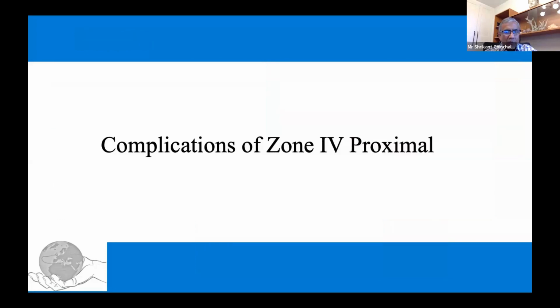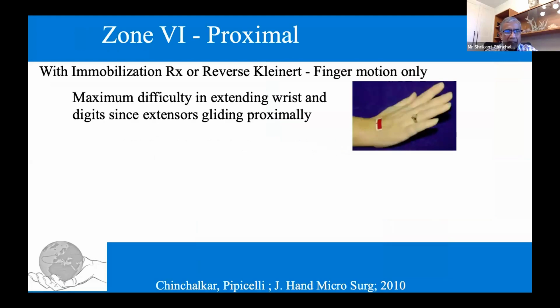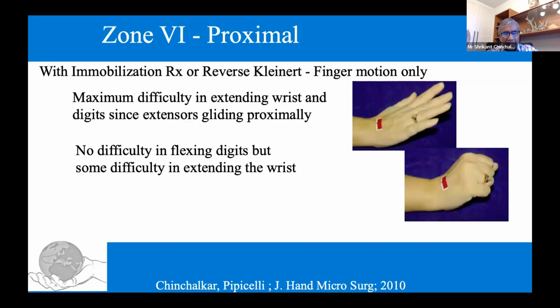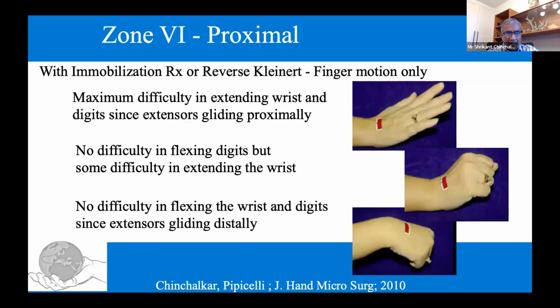Regarding complications of zone 6 proximal, we identified that when patients were treated by immobilization or reverse Kleinert splinting for finger motion only, and the tendons were repaired distal to the extensor retinaculum, the combined motion of the wrist and fingers was maximally difficult. Patients did not have any difficulty flexing the fingers but had some difficulty extending the wrist. They had no difficulty flexing the wrist and fingers since the extensors were gliding distally.